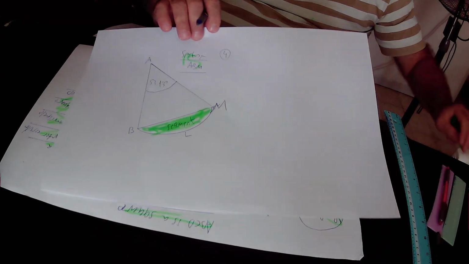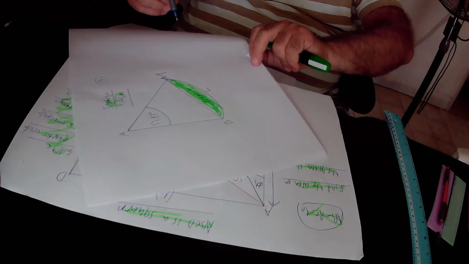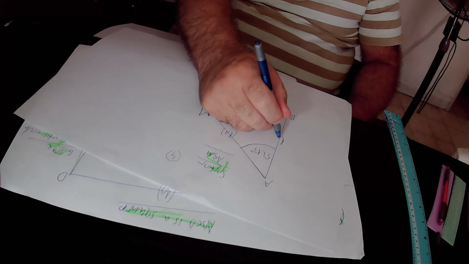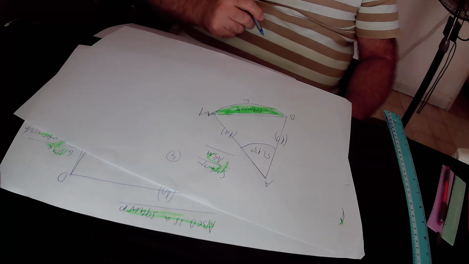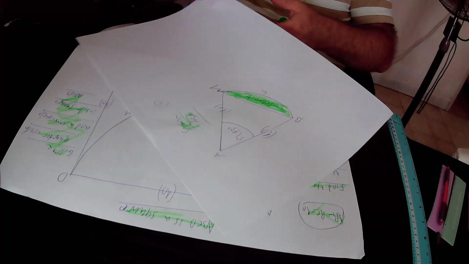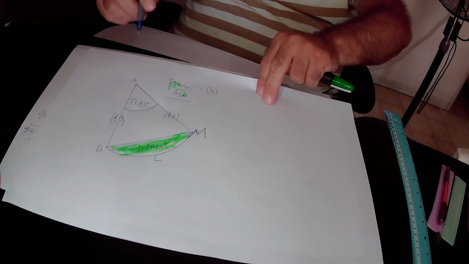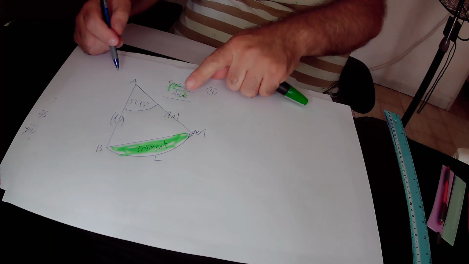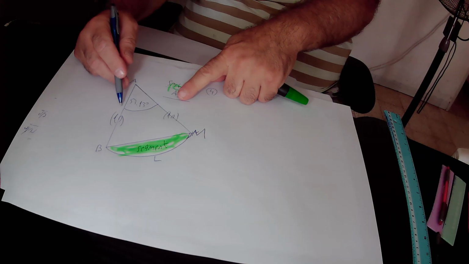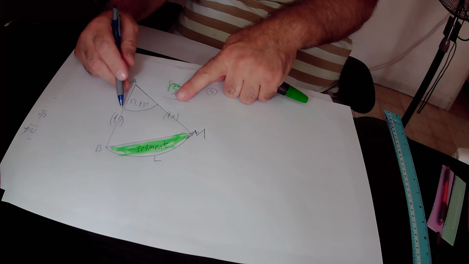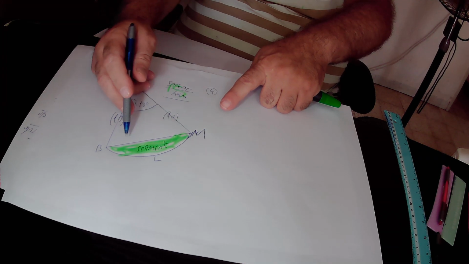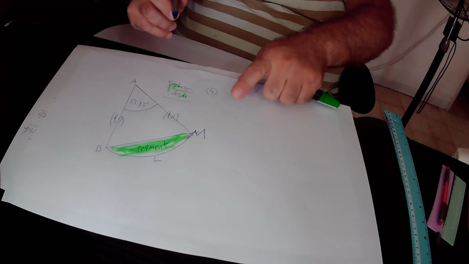AM equals 10, the radius of the quarter circle. AB also equals 10, also the radius of the quarter circle. You can see here that sector A and B has two legs, the two radii of the quarter circle, each of them equals 10. And the arc between the two radii is this arc.